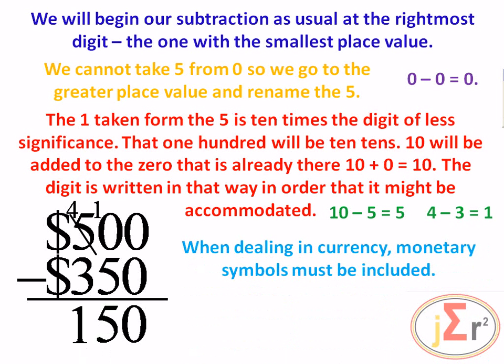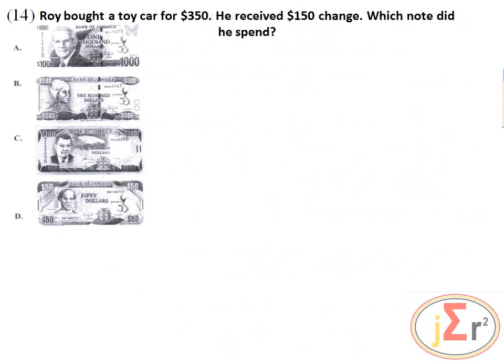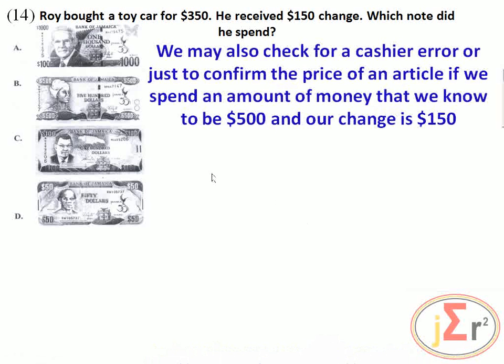When dealing in currency, monetary symbols must be included. When we subtract the amount spent from the money that you had, the result is the change that you got. We may also check for a cashier error, or just to confirm the price of an article if we spend an amount of money that we know to be $500 and our change is $150. So this problem may be turned around in many different ways.